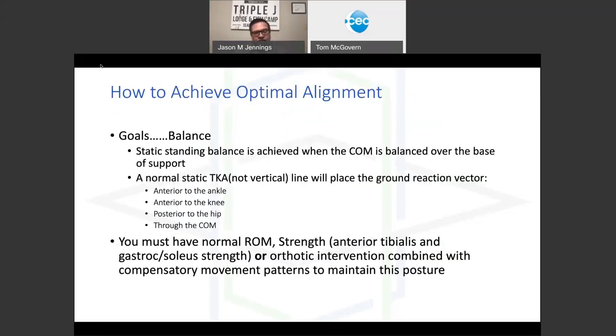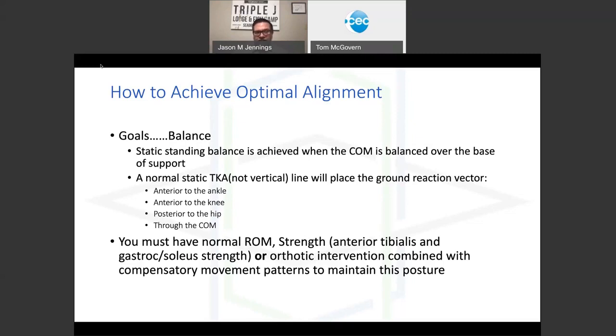So one of the things that I start to look at when I'm looking at what is my optimal alignment and within their goals is, most people's goal is to be able to balance. So static standing balance is achieved when the center of mass is balanced over the base of support. And for most people, that goal of balance means that they want to be able to try and do it hands free.